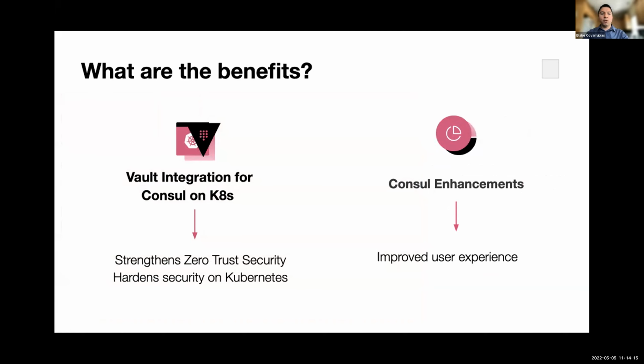And so the benefit of this integration is that it strengthens the zero trust security posture for Consul on Kubernetes. Consul is no longer storing some of the sensitive information within Kubernetes secrets, which are really just base64 encoded blobs. They're not encrypted within the Kubernetes data store. Now these are delegated to Vault as an external store, and Vault provides a central place where an organization can not only store the secrets, but also audit access to those across these applications, Consul included.